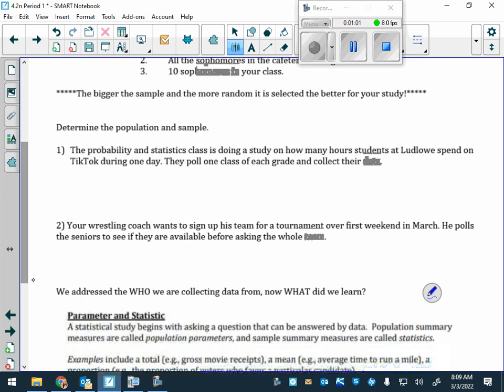So one thing to keep in mind is the bigger the sample and the more random, the better it is for your study, okay? It reduces some of the errors if we have a larger sample, okay? It's very, very difficult to gather information about the whole entire population, okay?